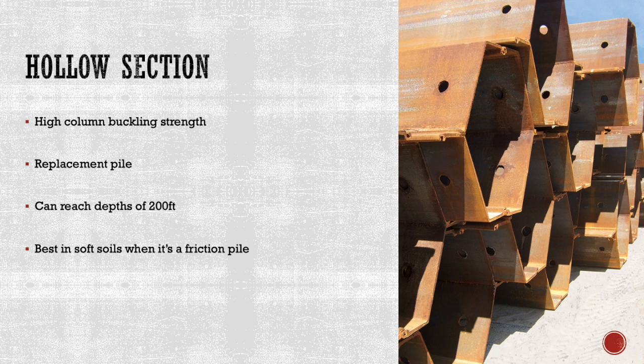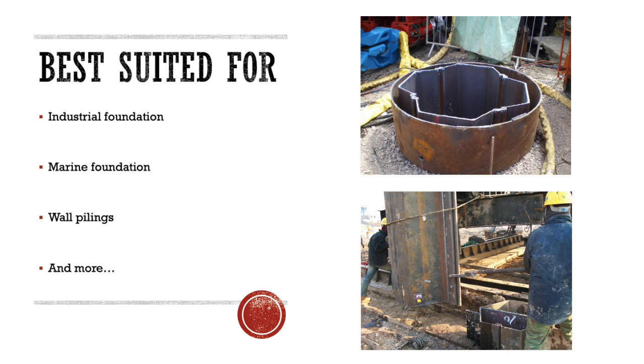Hollow sections, otherwise known as box piles, have high column buckling strengths. This buckling strength helps in marine applications. The box pile is a replacement pile which is best in soft soils when it is used as a friction pile. Hollow box piles are best suited for industrial foundations, marine foundations, wall pilings, and more.